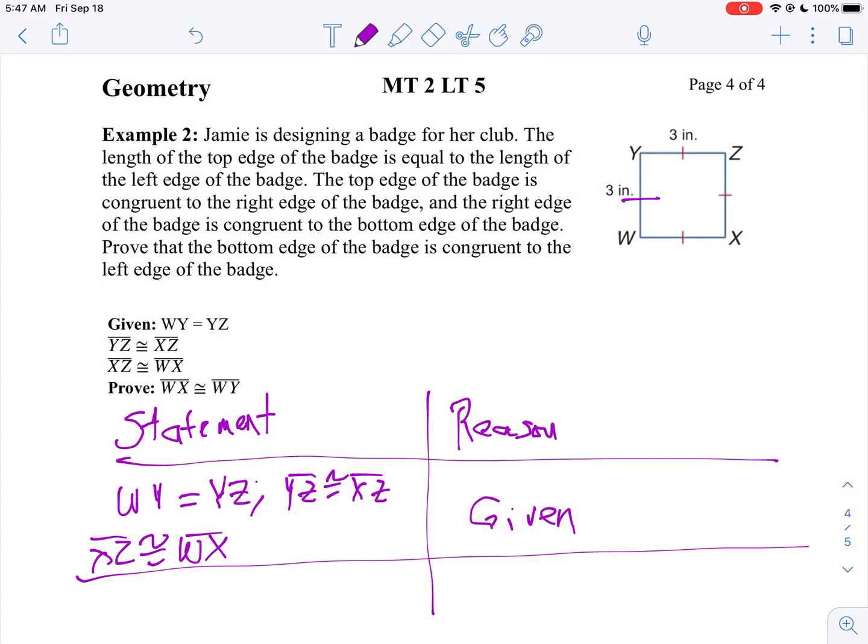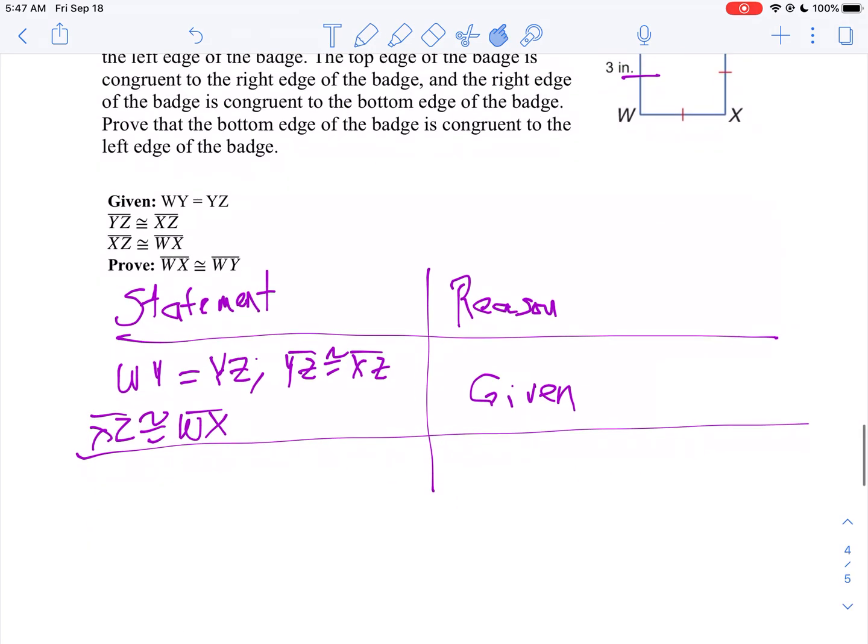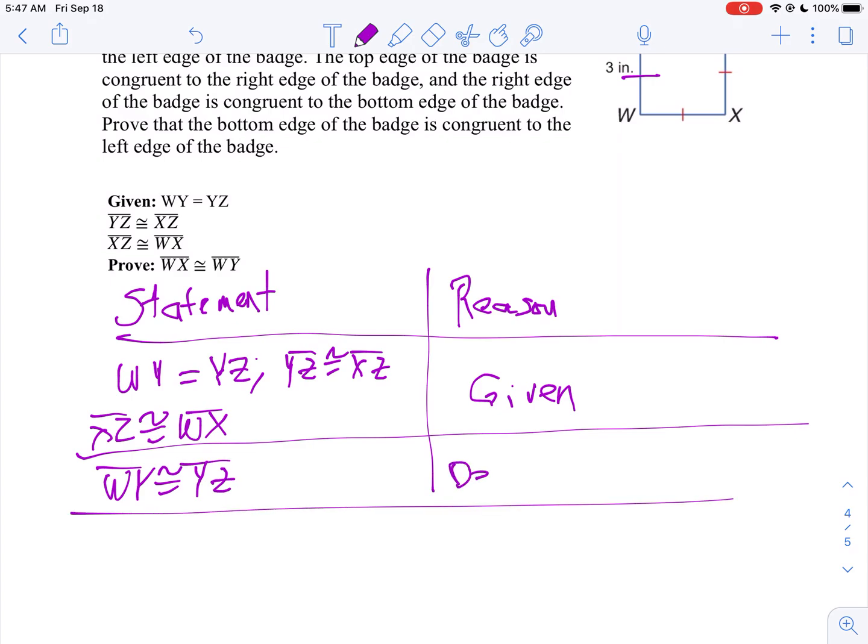All three of those are given, so I put those all in the same statement, and the reason is given. Notice two of my segments have a congruent sign and one doesn't, so I'm going to change that one that doesn't to a congruent sign. And I'm also looking ahead in my proof. I want to have congruent in my end, so I'm going to change WY, segment WY is congruent to segment YZ. Reason? Definition of congruent segments.